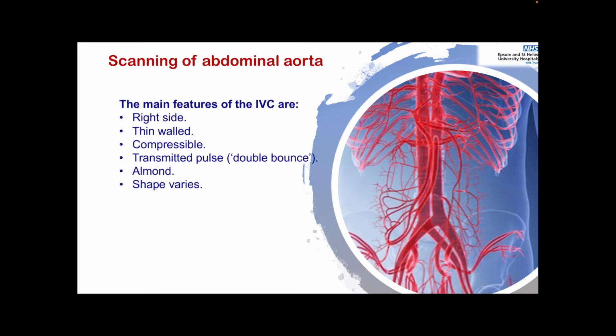While the scanning features of inferior vena cava, we can see that it is on the right side of the vertebral body, thin-walled, compressible, and transmitted pulse. We see like it is double bounce pulse, almond in shape, and this shape varies from one point to another.